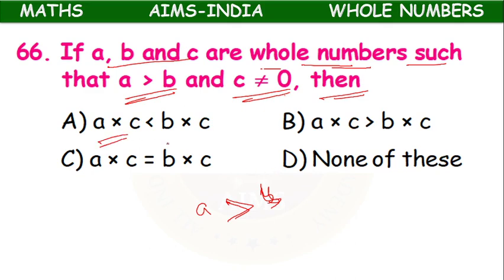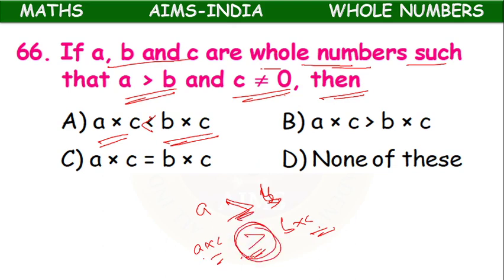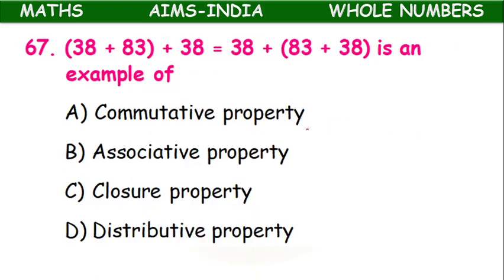So A into C, B into C, less than they have given. Means if we multiply with the same number, which is not equal to 0, on both sides, then the relation will be the same. The relation will continue the same. A into C greater than B into C. So B option is the correct answer. Next, 67.